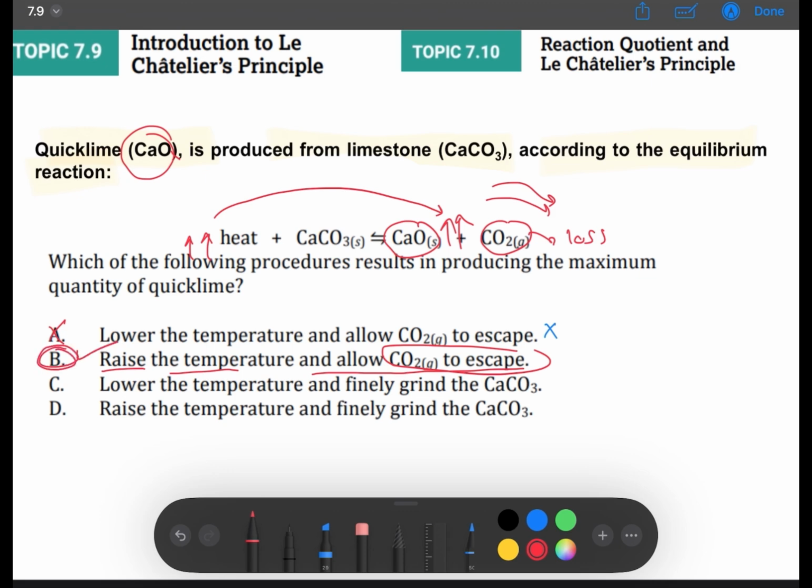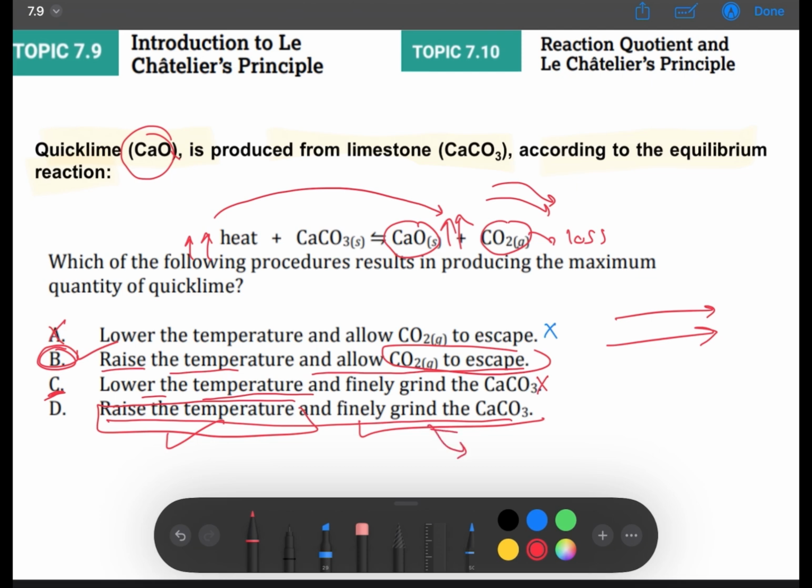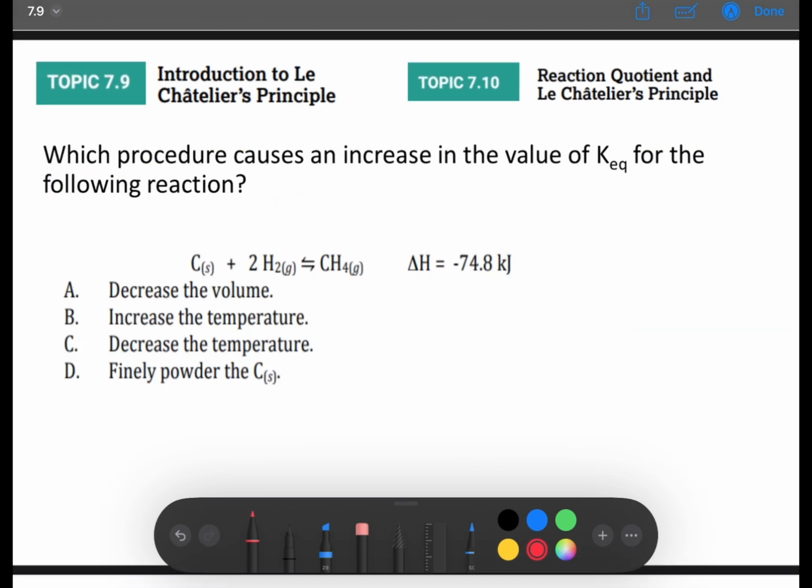All right. C says lower the temperature. No, lowering the temperature doesn't work. But D, why is D wrong? Since the question is asking me, I need my reaction to be shifting to the product side. And it says raising the temperature. This is true for the first part, but the second part says finely ground CaCO3. If you have small particles, it affects the rate of reaction. And since you have an equilibrium, it will be in both directions. So it will increase the rate of reactions in both directions, so it won't affect the equilibrium. That's why B is correct.